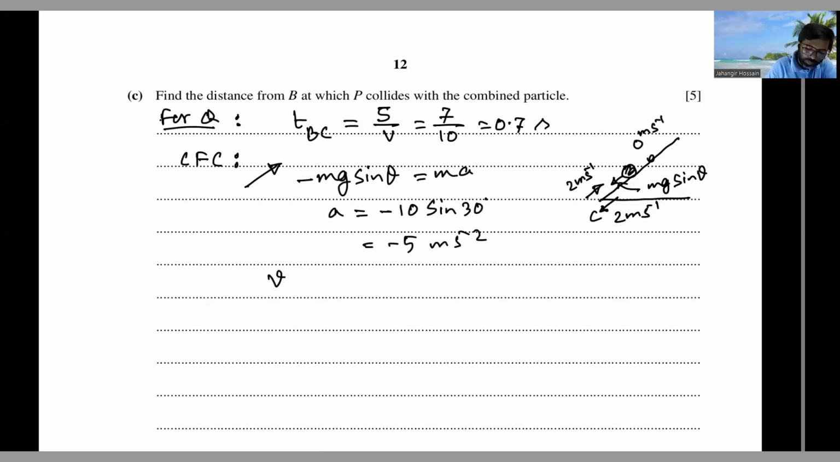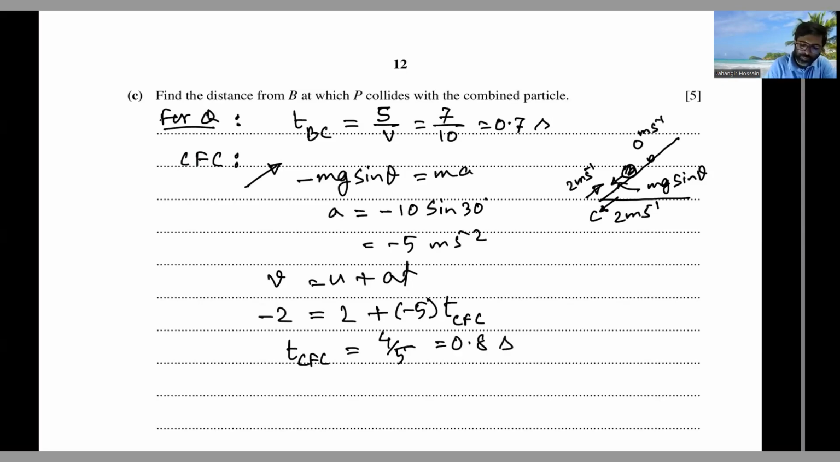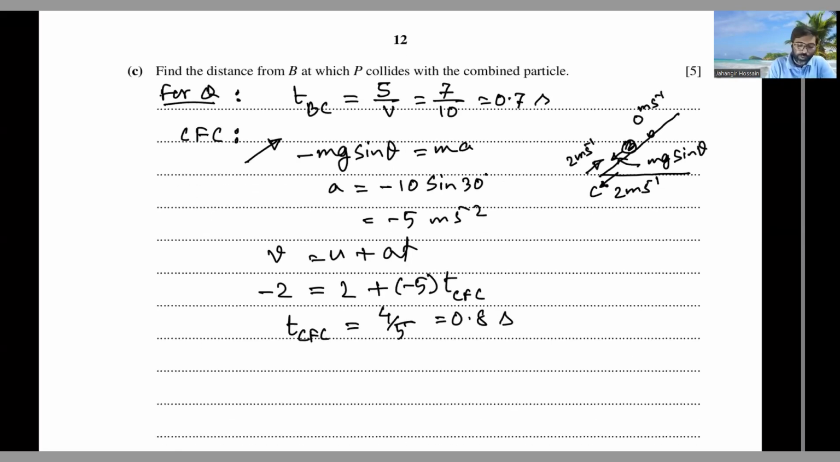Okay. Now you apply v equal to u plus at. V is -2, u is +2, a is -5, times t, that is the T of FC. So this time T of CFC is 4 by 5, that is 0.8 seconds. So the time from B to C, then F, then C, the total time is 0.7 plus 0.8, 1.5 seconds. That's the time taken.